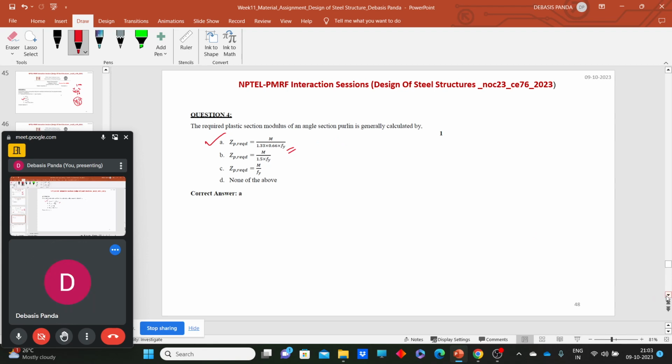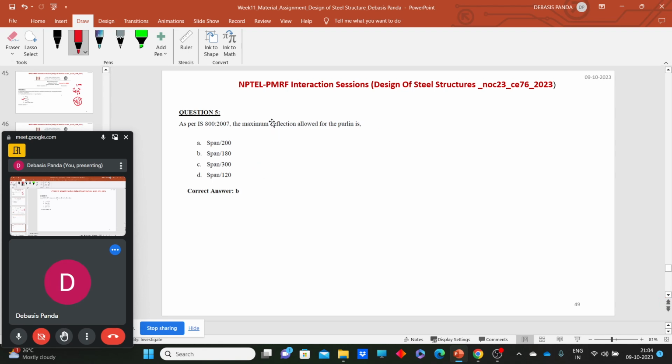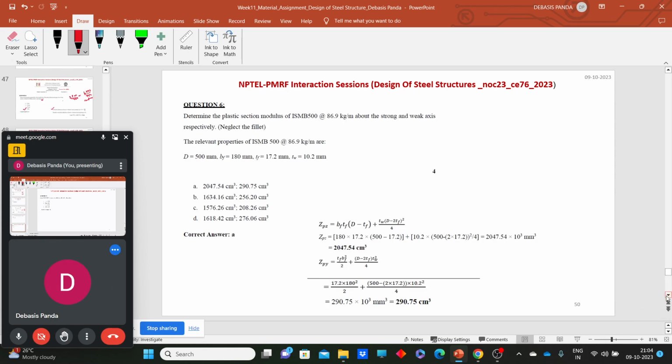Now, let's see the next question. The maximum deflection limit for purlin. The maximum deflection limit for purlin as per table 6 is span by 180.